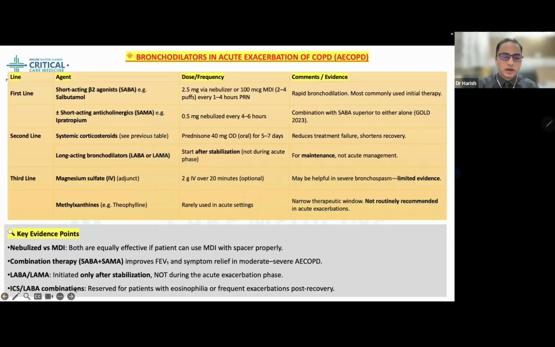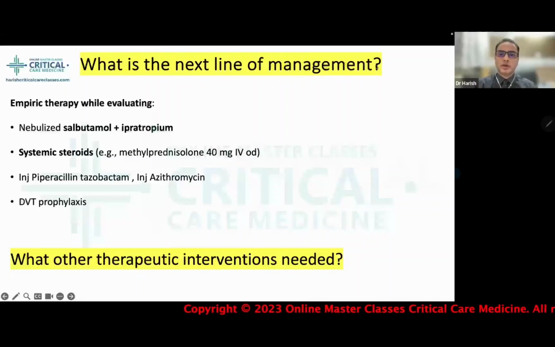The inhaled corticosteroid and LABA combination is reserved for patients with eosinophilia or frequent exacerbation post recovery. So that is about the bronchodilators in acute exacerbation of COPD. Okay, so what is the next line of management?